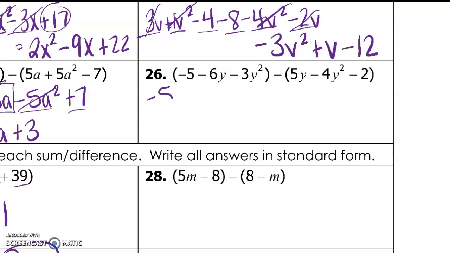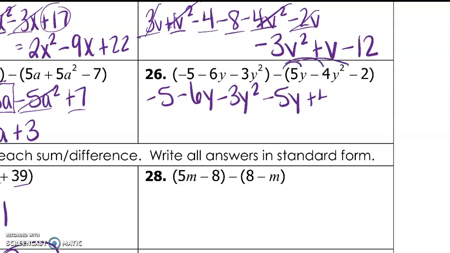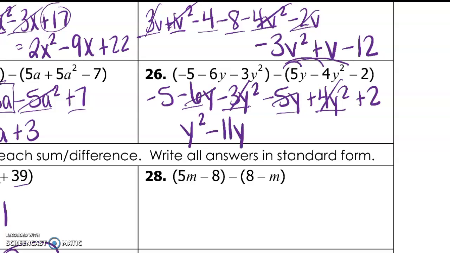26, I'm going to rewrite it. Negative 5 minus 6y minus 3y squared. Distribute the negative, so minus 5y plus 4y squared plus 2. So we have negative 3 plus 4 would give me positive 1y squared. You don't need to write the 1. Negative 6 minus 5 is negative 11y. Negative 5 plus 2 would give me negative 3. Go ahead and pause and try the rest of them that are all mixed together, and then come back and check your answers.